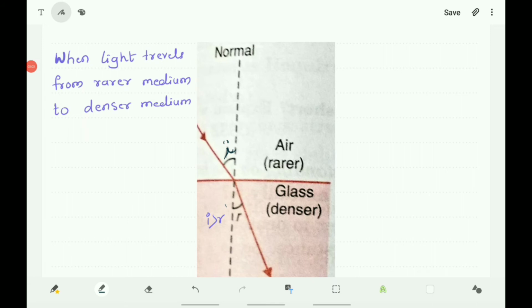Here i is the angle of incidence and r is the angle of refraction, and you know that here i is greater than r. The angle of incidence is greater than the angle of refraction. So when the light ray travels from a rarer medium to a denser medium, the ray of light bends towards the normal to the surface and the angle of incidence is greater than the angle of refraction.